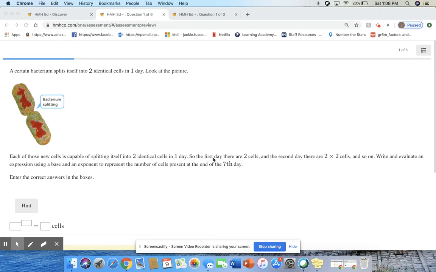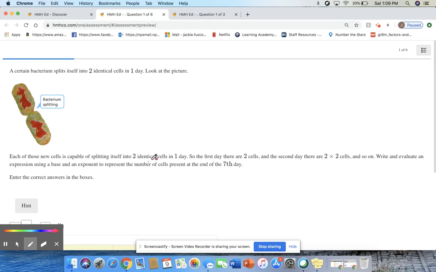So number 1 that we're going to do together says, a certain bacterium splits itself into 2 identical cells in one day. Look at the picture. Here's the cell, and it's being split into 2 more cells. Each of those new cells is capable of splitting itself into 2 identical cells in one day. So the first day there are 2 cells, and the second day there are 2 times 2 cells, and so on. Write and evaluate an expression using a base and an exponent to represent the number of cells present at the end of the 7th day.